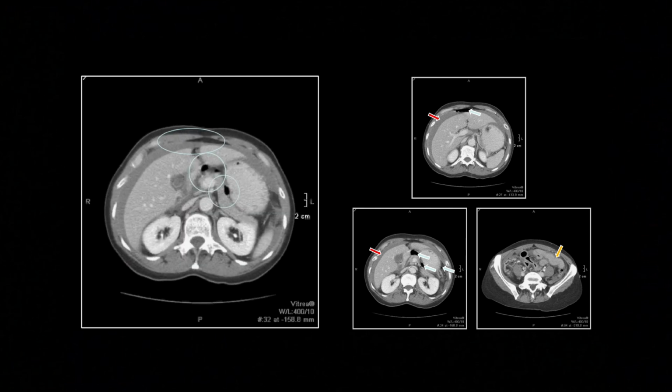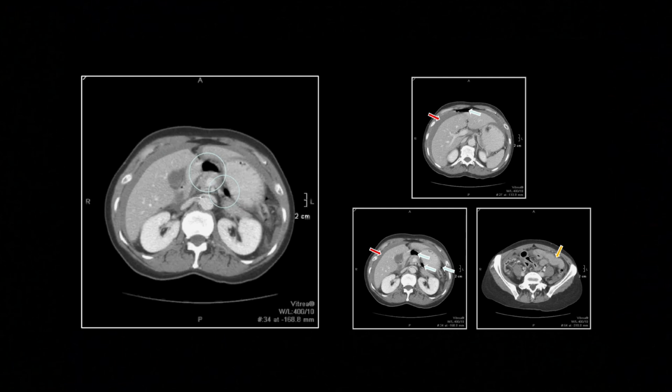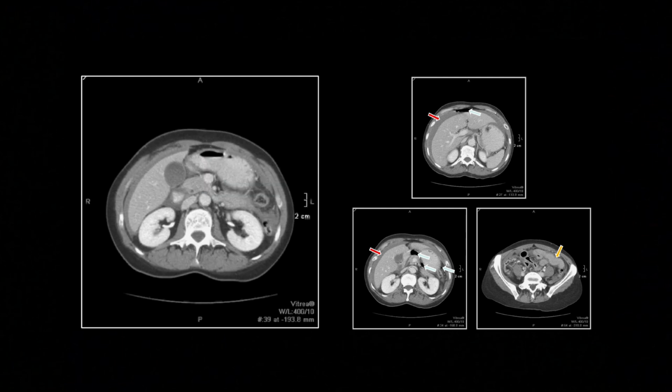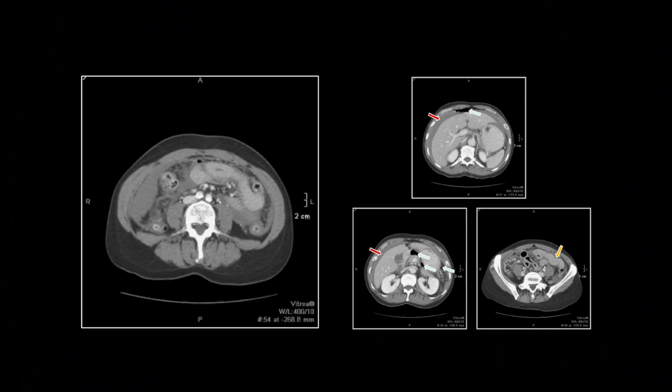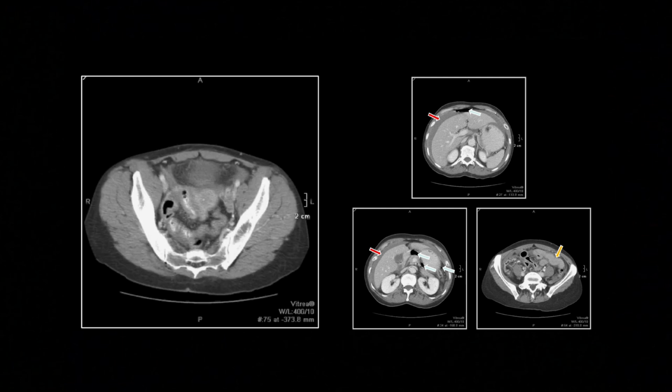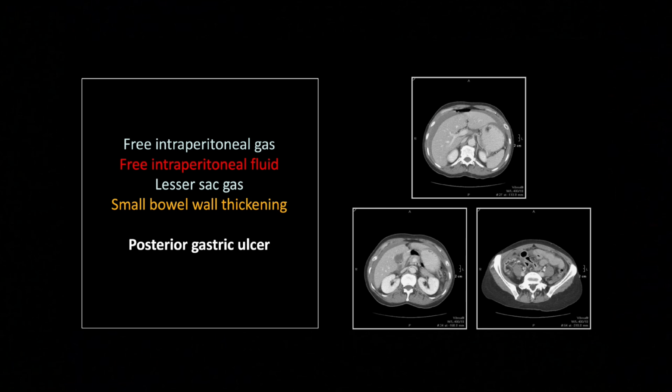The portal stuff, the anterior intraperitoneal gas, those are not as helpful, right? They could happen with a perforation anywhere. But right in that spot behind the stomach in front of the pancreas, it's going to be a posterior gastric ulcer. You can even see that on plain film.